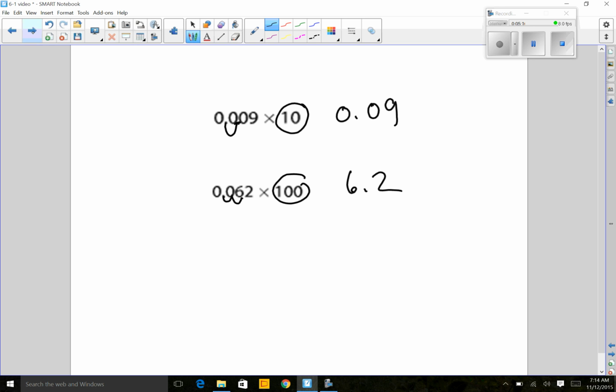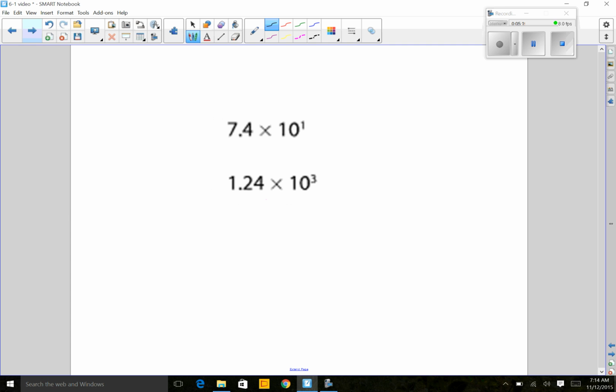Okay. Now the book likes to express this not just in terms of 10 or 100. They like to use the exponent form of the 10. So this is going to be the same. You can translate this to 7 and 4/10 times 10. And again, it's times 10, so we're going to move it over 1 place. This would equal 74.